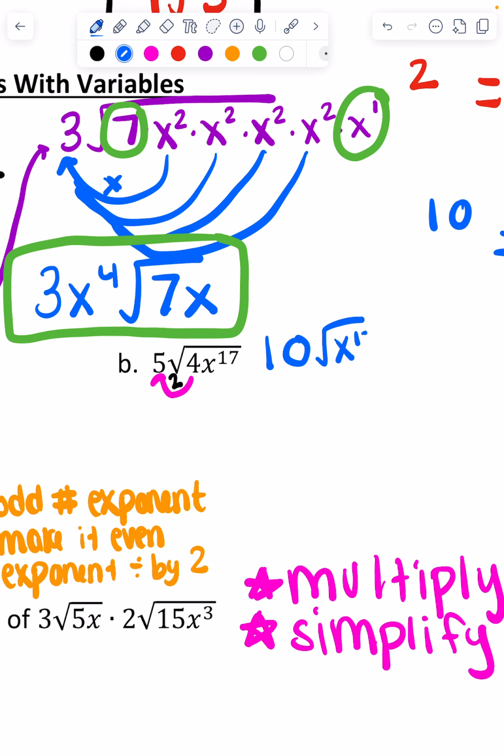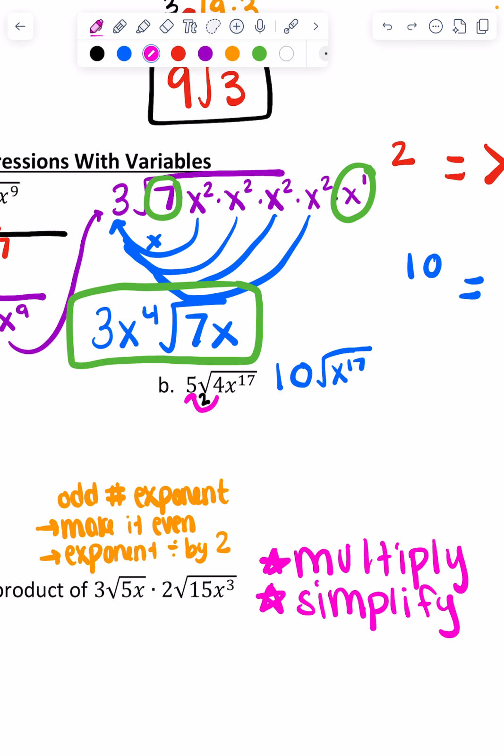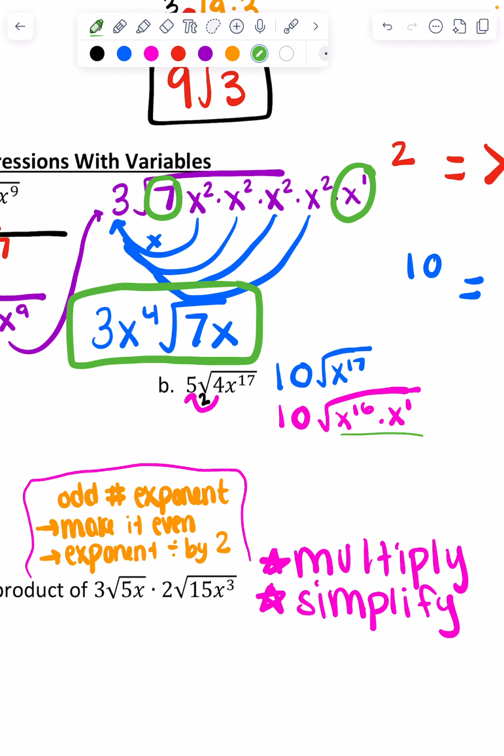And I am not left with any numbers on the inside except for x to the 17th. Now, by all means, I could totally list out all my x squareds again. Or here's kind of the other rule. We really just want to make an even exponent. If we have an even exponent, then we can take out half of what we see. So for example, I'm just going to rewrite this as x to the 16th times x to the 1. Would you guys agree that that is still the same thing as x to the 17th? Yeah, it is, just because when I add my exponents, we get back to 17.